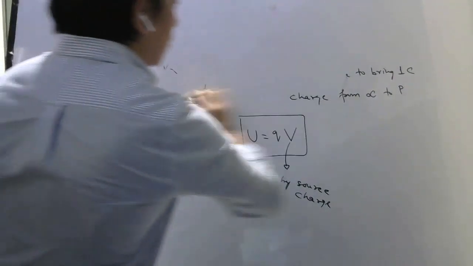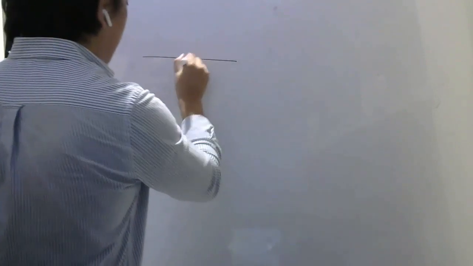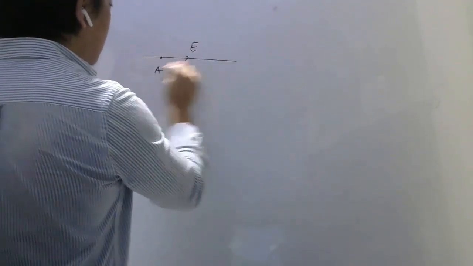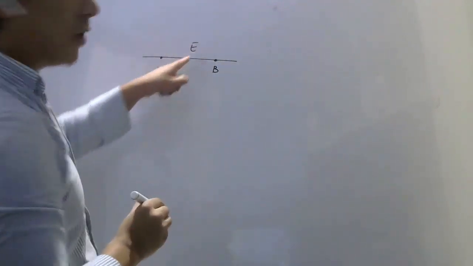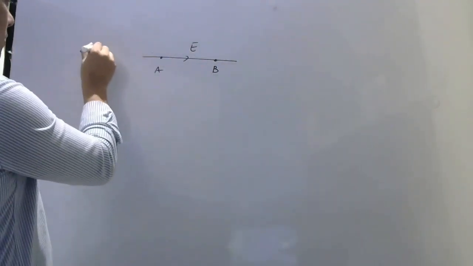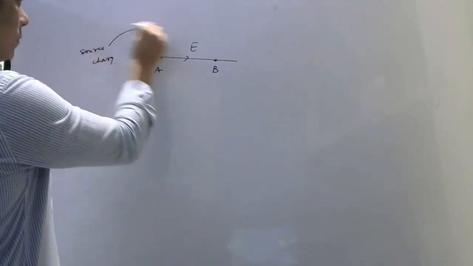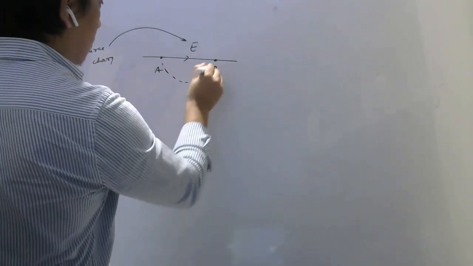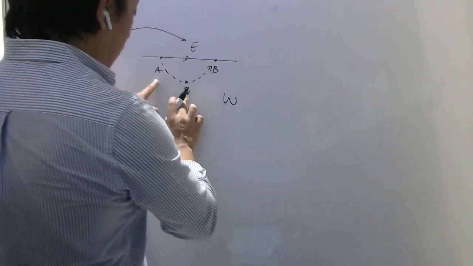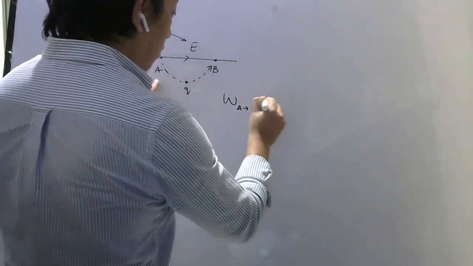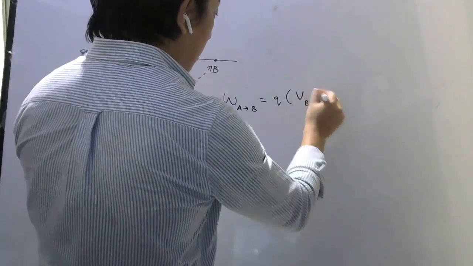Then I told you, if you want to move the charge not from infinity to some point, but let us say you are moving the charge from one point to another point. So this is electric field again. This is point A, this is point B. And this electric field is again, remember, due to some source charge. Now if you move another charge Q from this point to this point, then work done to move this Q charge from A to B, what was the formula? Q into VB minus VA.